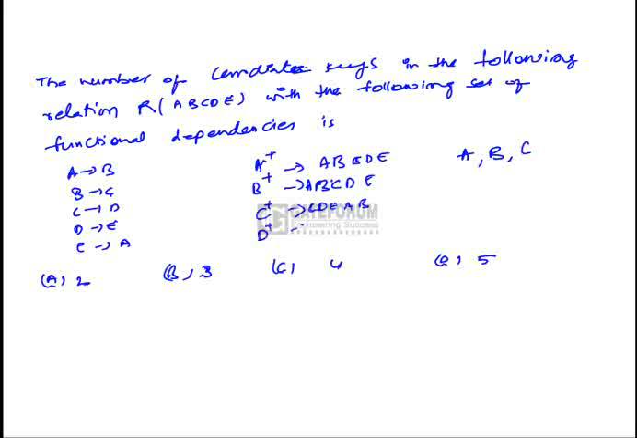If we find D closure, from D we can get E. From E we can get A. From A we can derive B. From B we can derive C. So even D is also a candidate key. If we find E closure, from E we can derive A. From A we can derive B. From B we can derive C. From C, D, and from D, E. So even E closure is also deriving all the attributes. So E is also a candidate key. So here we have a total of 5 candidate keys. So the correct option is option D.